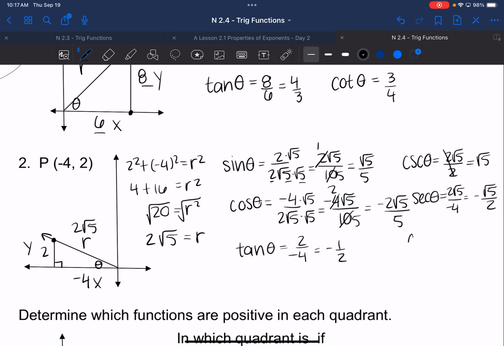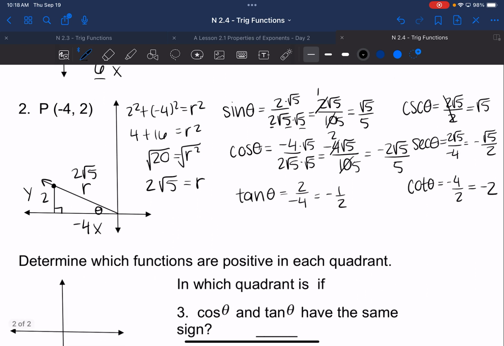All right, and then lastly, we've got cotangent. So this is the reciprocal of tangent, so it's going to be x over y, which would be negative 4 over 2. Very good, which simplifies to negative 2. Nice. All right. So still doing the same type of thing, we just put it on a coordinate plane, all right? Okay, one last thing we need to talk about.